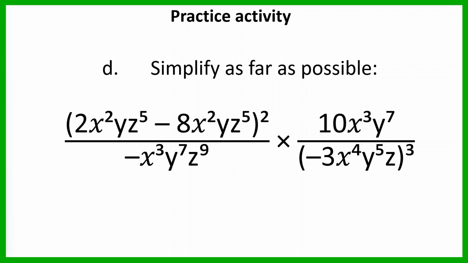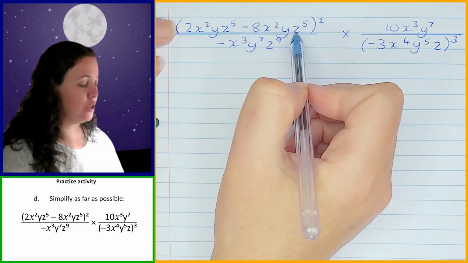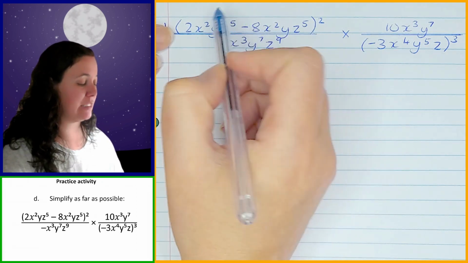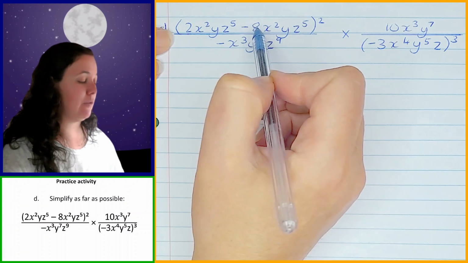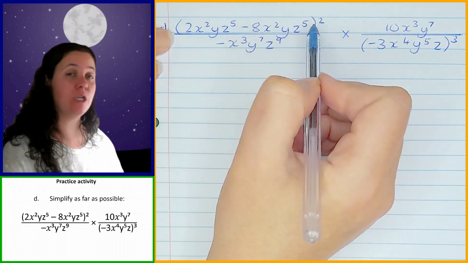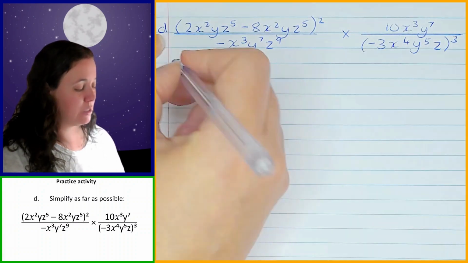Okay, so let's go through this question. So in the first fraction over here, I've got brackets in the numerator that are being squared, but inside the brackets, I've got two terms that are being subtracted. These are like terms, so I can simplify them. And remember, BEDMAS says we have to do whatever is inside the brackets before we do exponents. And in the second fraction, I also have a bracket that is being cubed as well over there.